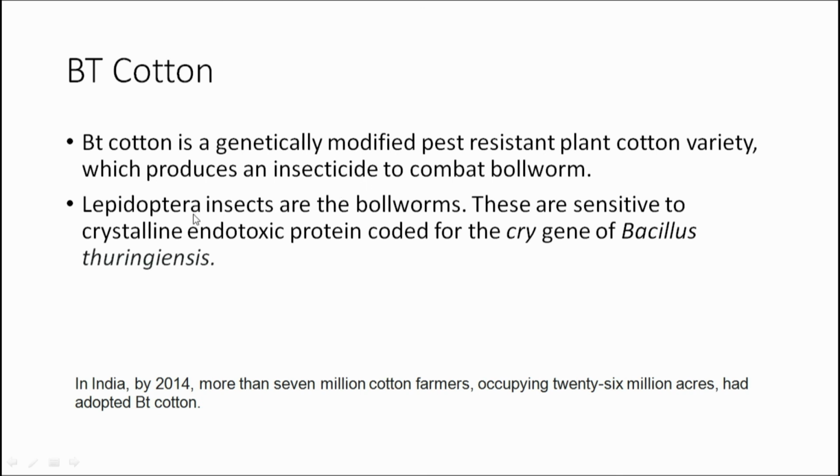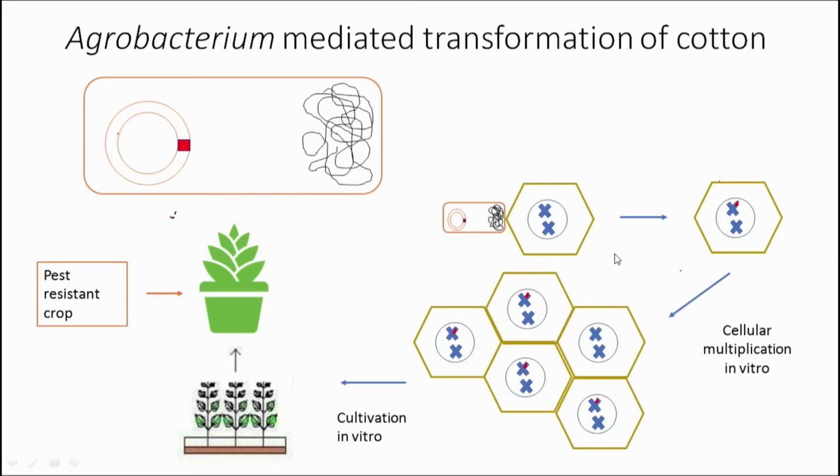Okay. Now, the Lepidoptera insects which I mentioned to you, which attack, are actually the bollworms, and these are sensitive to this crystalline protein coded for by the cry gene of Bacillus thuringiensis. Okay. So, Bt cotton was accepted, and of course, there were a lot of controversies surrounding that, but by and large it has been planted in the field. So, very briefly, let me explain to you what went behind it.